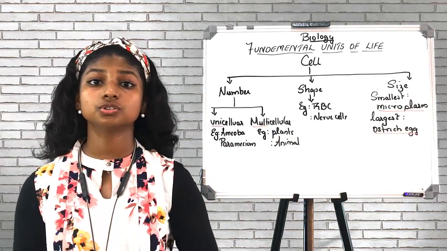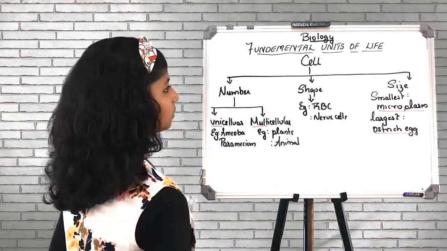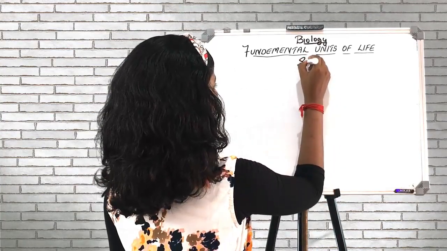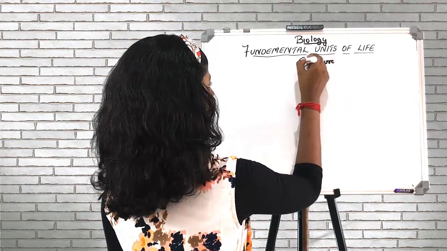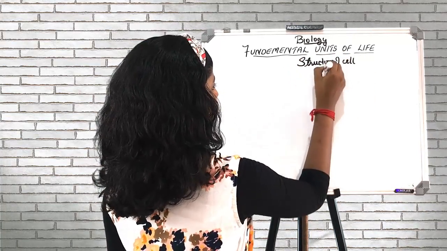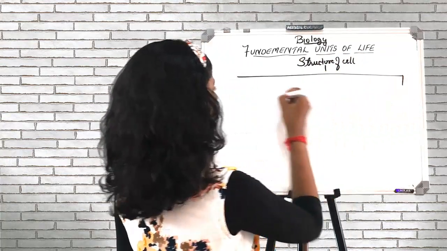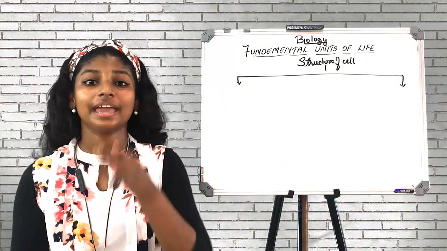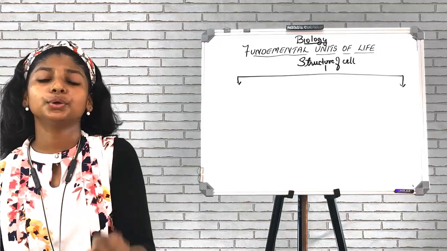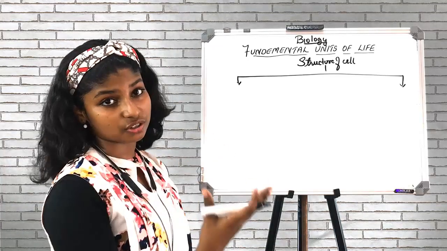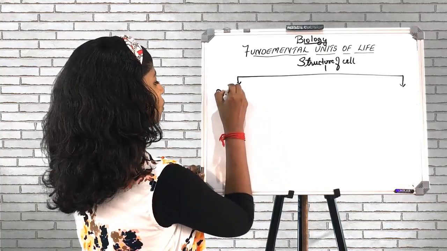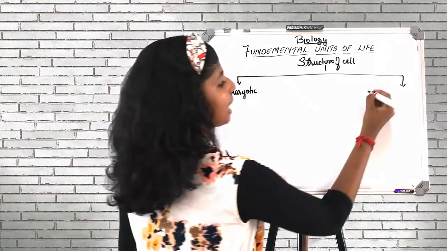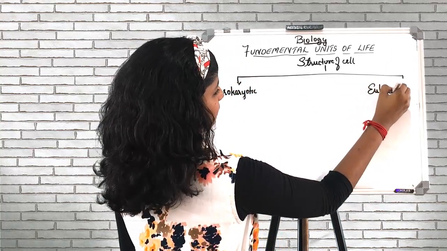Now, we will move on to the structure of cells. According to the structure of cells, we have prokaryotic cell and eukaryotic cell.